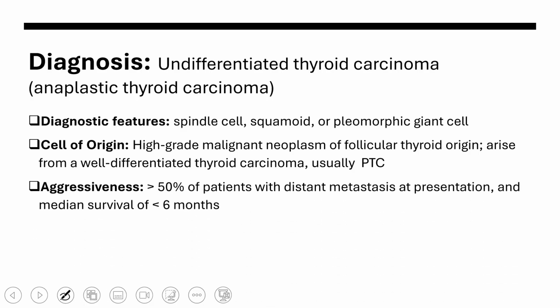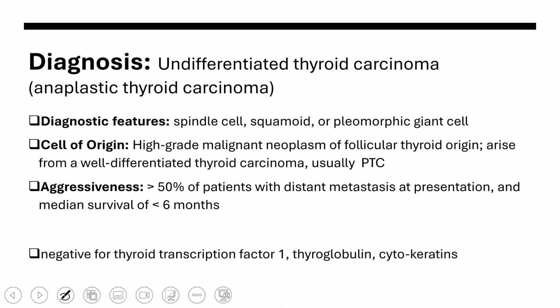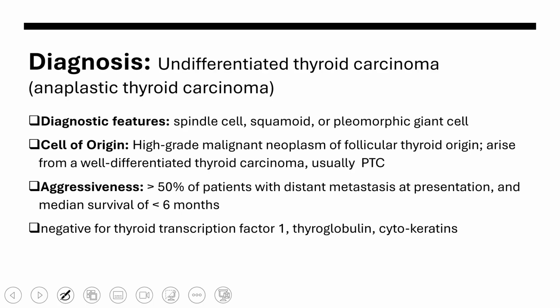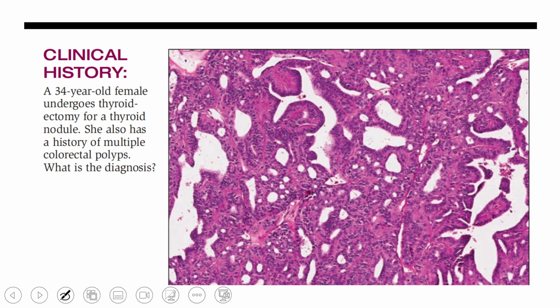And it's very aggressive. That means more than 50% of patients can show distant metastasis at presentation, and their survival will be less than 6 months. They are negative for thyroid transcription factor 1, thyroglobulin, and cytokeratin, which are the thyroid differentiation biomarkers.